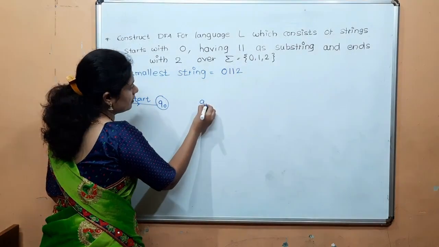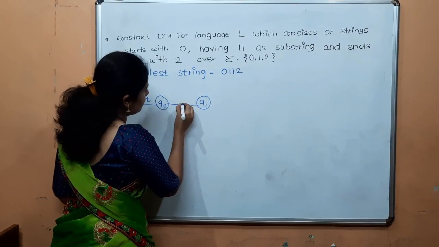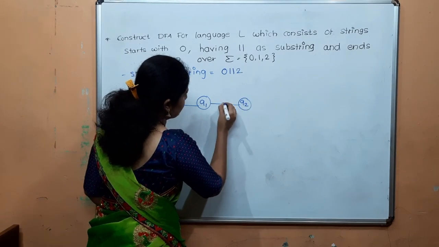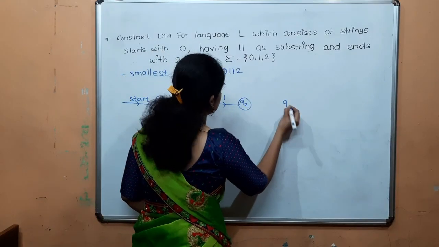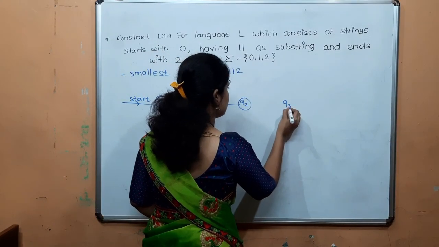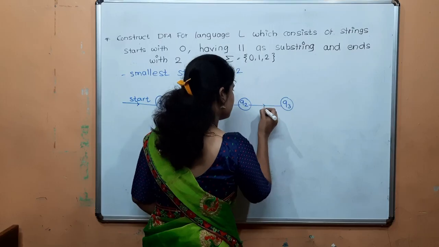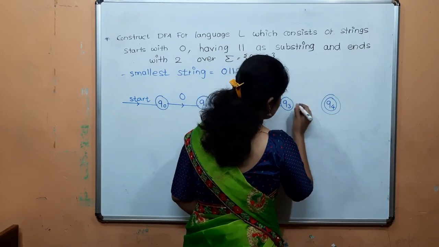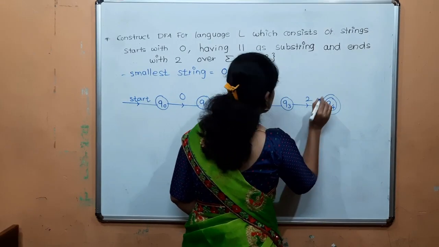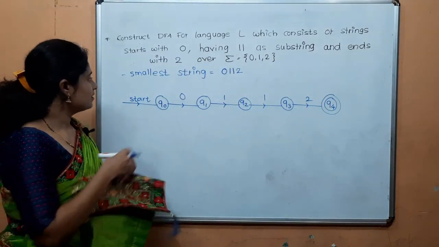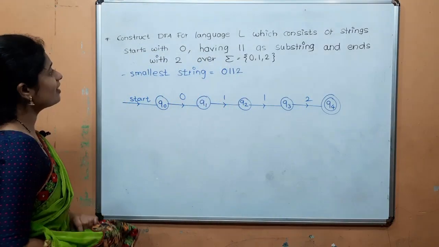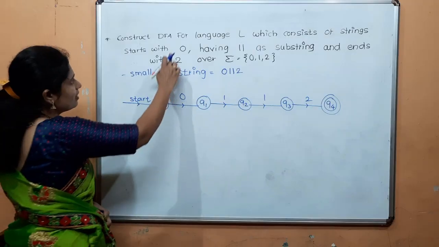Start. We can give 0, 1, 1, 2. Okay. See here, 0, 1, 1, 2. Now, the string starts with what? 0. The string starts with 0.